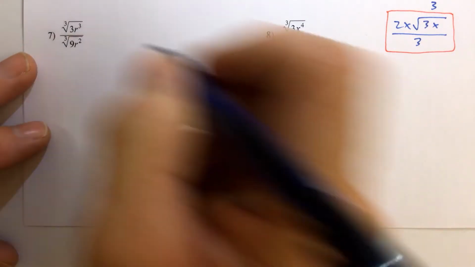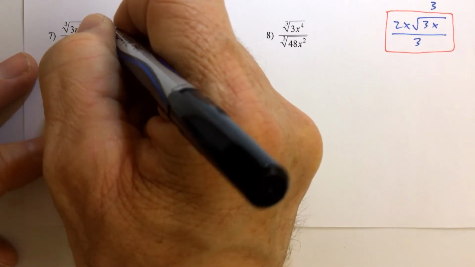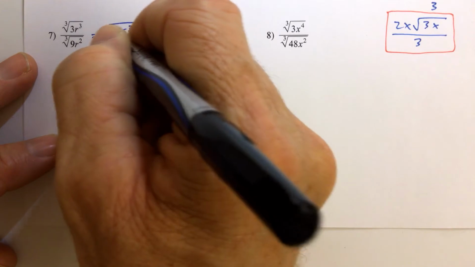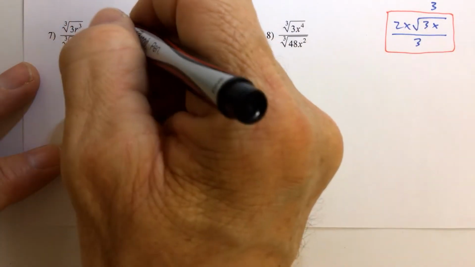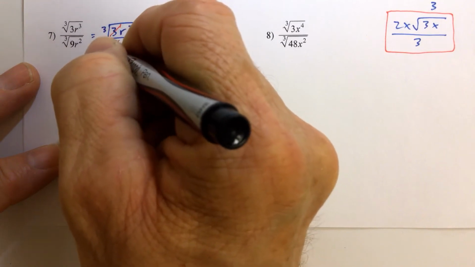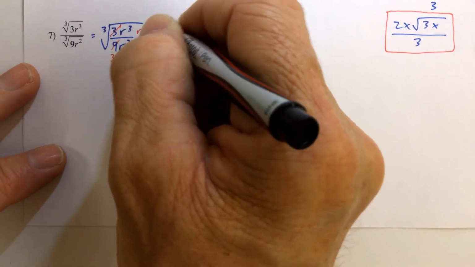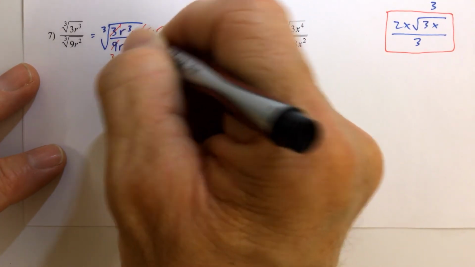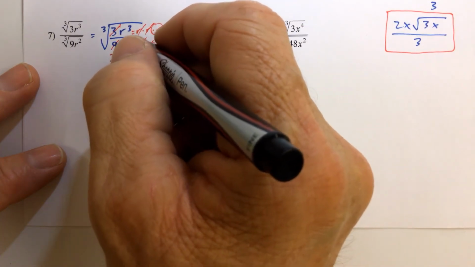In number 7, we see we have 7 and 8, we've got cube roots. So let's go ahead and combine what's underneath the cube root symbol. 3r cubed over 9r squared. We're going to simplify what's under the cube root. 3 divides evenly into 9 3 times. Then we have r cubed, so we think about that as r times r times r over r squared, which means we can cancel 2 of those r's, and we're left with 1 r in the numerator.